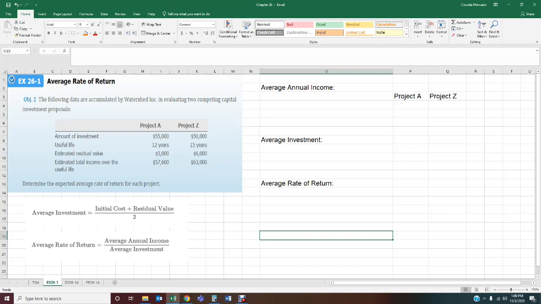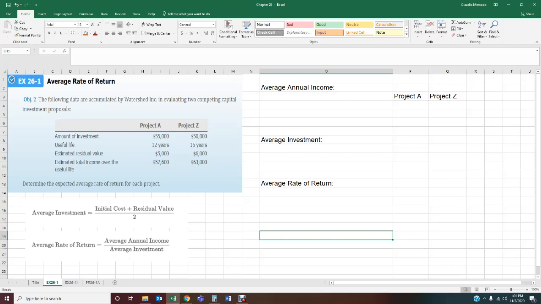The useful life: Project A is going to last me 12 years. Project C is going to last me 15 years. The estimated residual value of my investment is going to be $5,000 for Project A, $6,000 for Project C. And then my estimated total income over the useful life of my investment is going to be $57,600 for Project A and then $63,000 for Project C. So using all of the information that is being provided to you, you're going to have to determine the expected average rate of return for each project, okay?